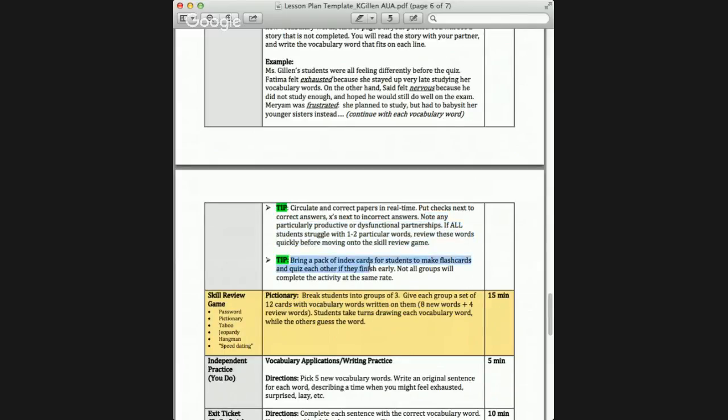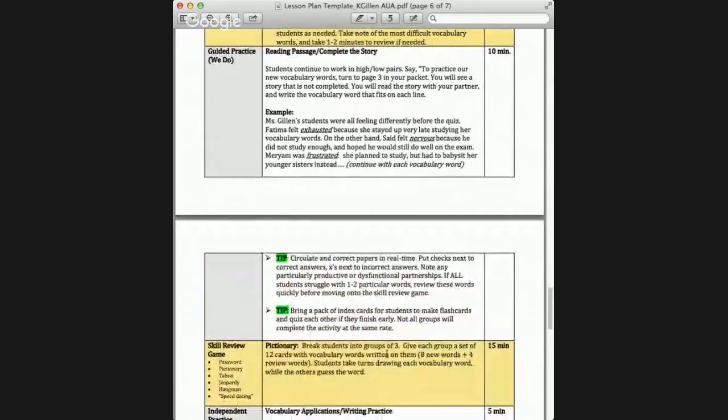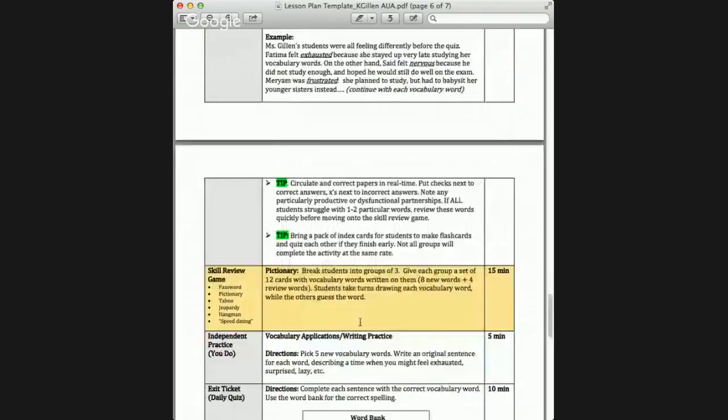Another tip, if students finish early, a good thing to always have on hand is a pack of index cards. So you can say, okay, until the rest of the class finishes, why don't you guys make some flashcards and quiz each other for the remaining 5 minutes? Because not every group is going to complete the activity at the same rate. So it's always just good to have a contingency plan. Okay, so that was the we do. So essentially group work that's going to help coach them to apply these new vocabulary words in a realistic setting. Okay.